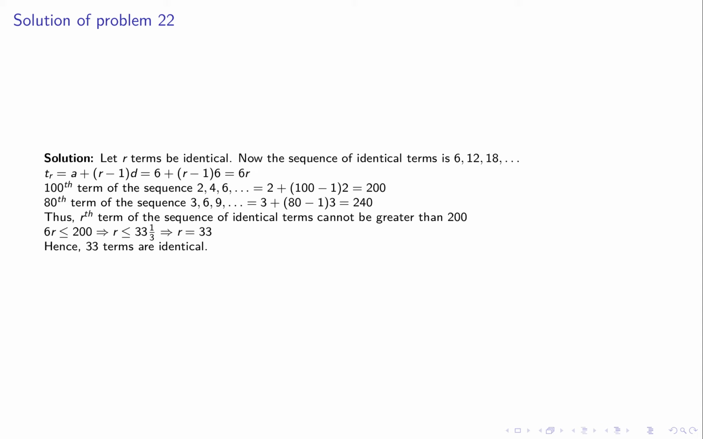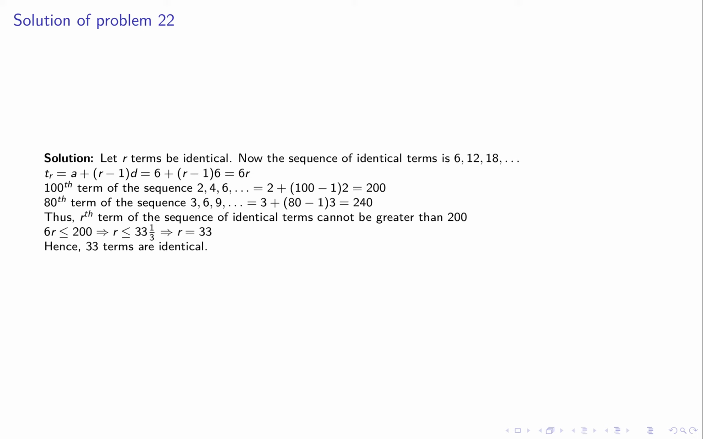Now if you look at the sequences 2, 4, 6, 8 and 3, 6, 9, then the sequence of identical terms will be 6, 12, 18 and so on. So the first term becomes 6 here, and the common difference becomes 6. Both are 6. So Tr is A plus r minus 1 into D, which is 6 plus r minus 1 into 6, equal to 6r. Now the 100th term of the first sequence will be 2 plus 100 minus 1 into 2, which is 200. And the 80th term of the second sequence will be 3 plus 80 minus 1 into 3, which is 240.